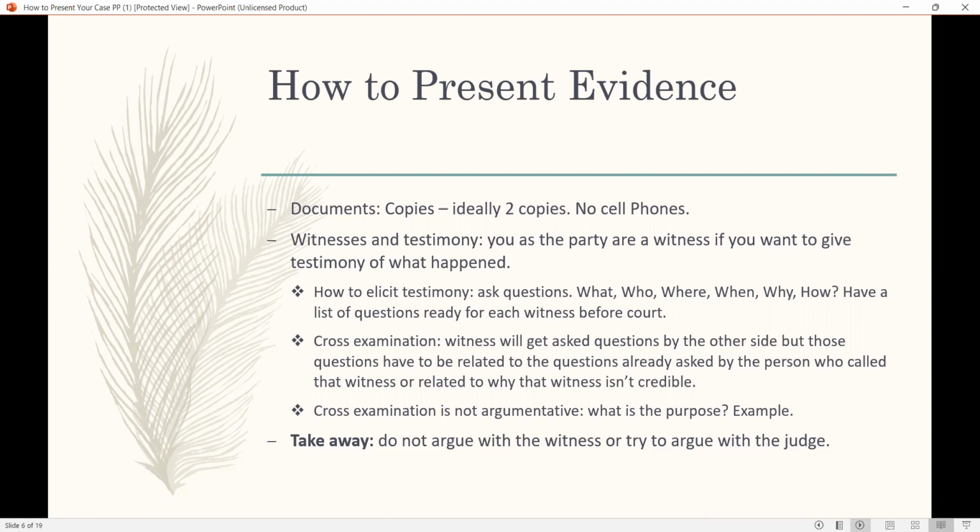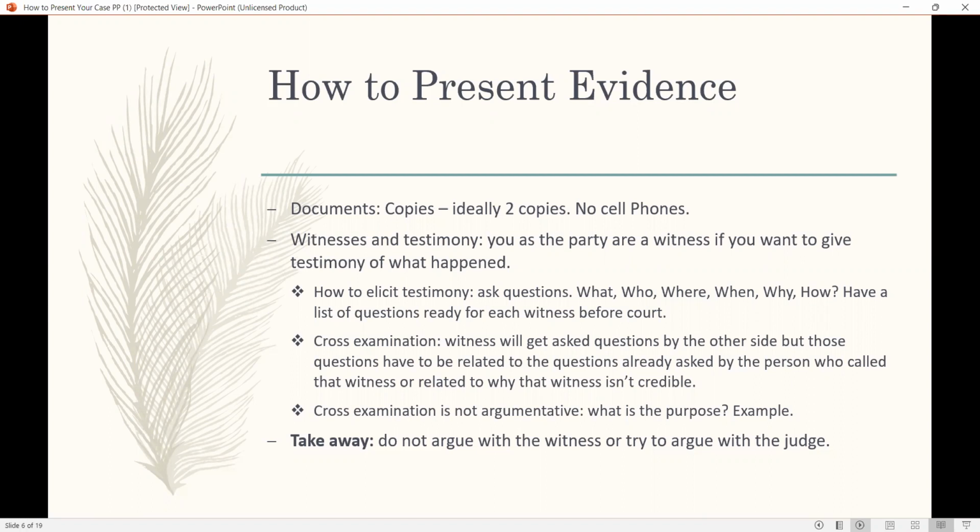Or they might say, no, that was my day off. The person asking cross-examination questions has two options. If you have evidence of facts that are different, or the fact that that witness might be lying, you can present that evidence so long as it's admissible, meaning it's not hearsay. You have copies and it's in a presentable form.